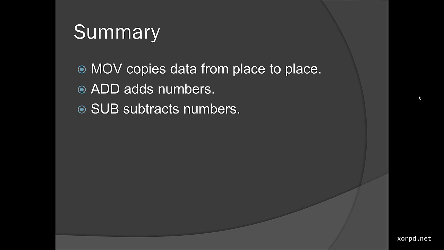Summary. Move copies data from place to place. Maybe copies is the right word here because it doesn't move the data. The data doesn't disappear from the source. It is just copied to the destination. The add instruction adds numbers and the sub instruction subtracts numbers.